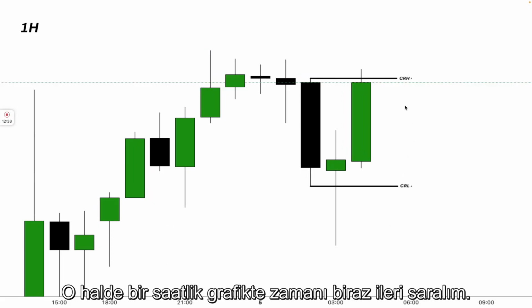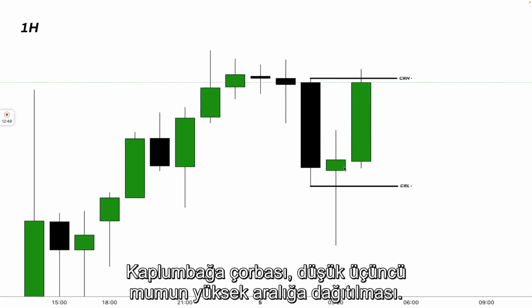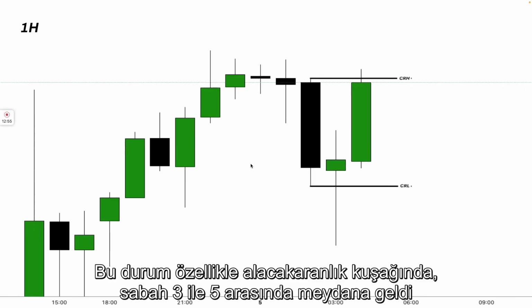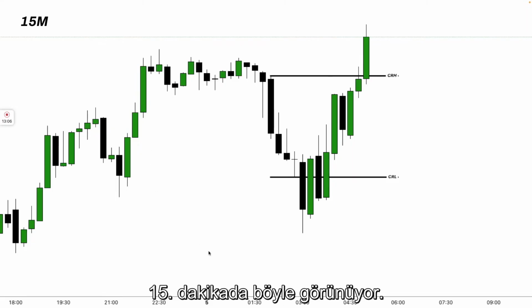So let's fast forward the time on the 1 hour chart. This is a perfect 3-candle model. 3-candle CRT. Turtle soup the low. Third candle distribute to the range high. This occurred specifically during the twilight zone, 3 a.m. to 5 a.m. This is what it looks like on the 15-minute.